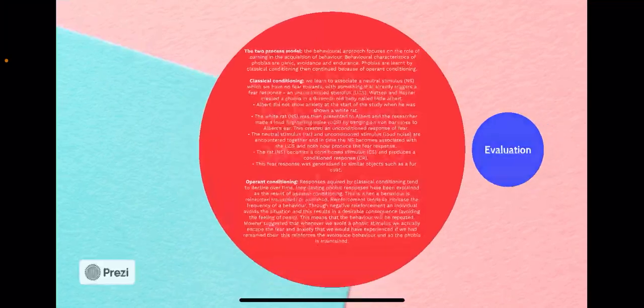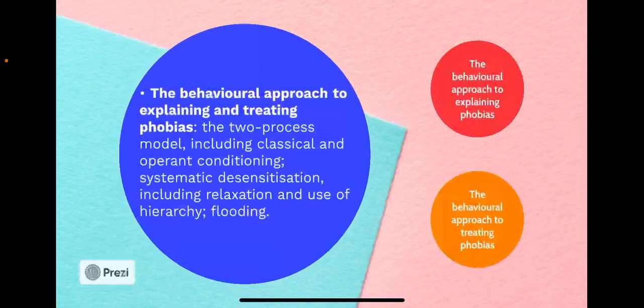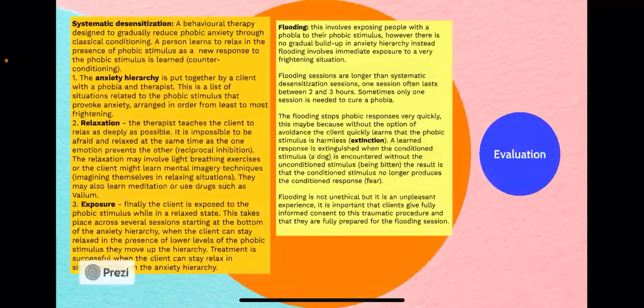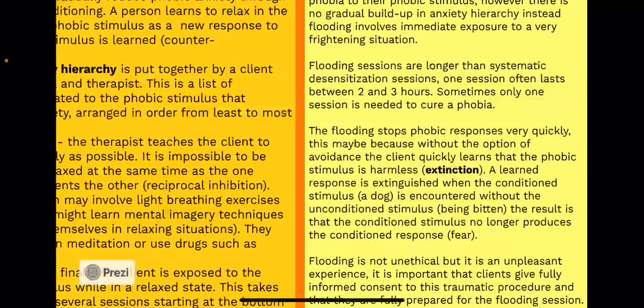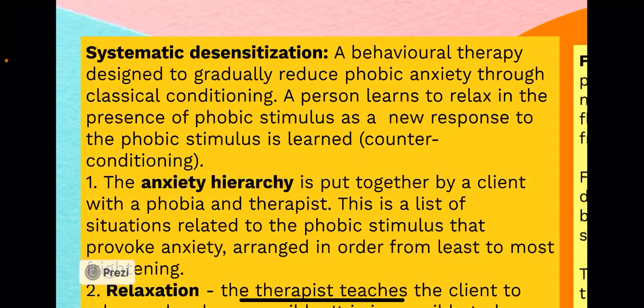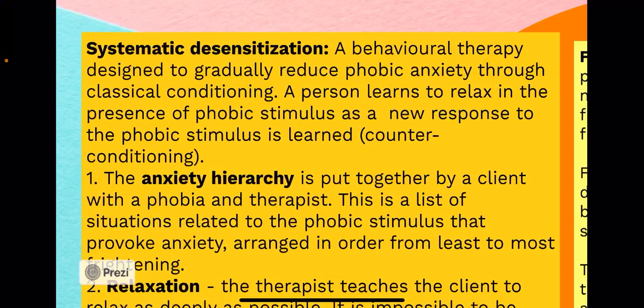So that's our behavioural explanation for phobias, and now we'll have a look at behavioural treatments. So this is split into systematic desensitization and flooding, and we'll start with systematic desensitization. Systematic desensitization is a behavioural therapy designed to gradually reduce phobic anxiety through classical conditioning. A person learns to relax in the presence of a phobic stimulus, and a new response to the phobic stimulus is learned. So this is counter-conditioning.